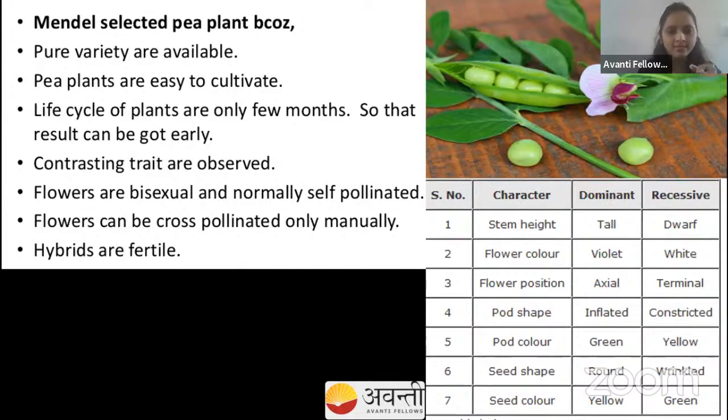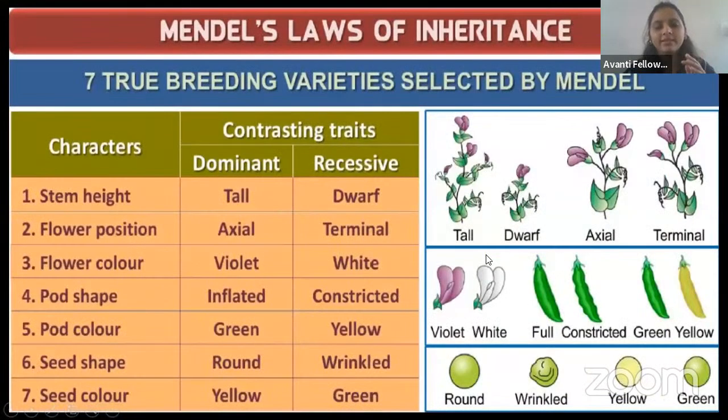See here. Stem height, flower color, and flower position. Seed color and seed shape. And coming to the pod color and the pod shape. Okay, guys. So these are the 7 characters. Very good, Lakan. Yes, yes, Sahul. Yes, correct. He studied 7 characters. Okay. So now let us talk about the traits. How many traits did he study? Coming to the traits, in the height he studied tall and dwarf.